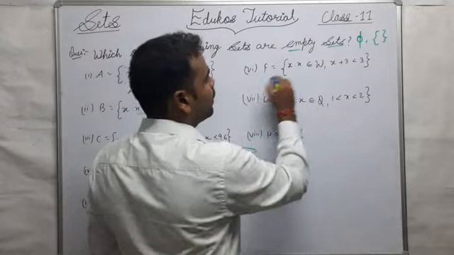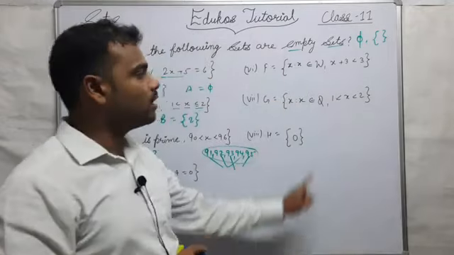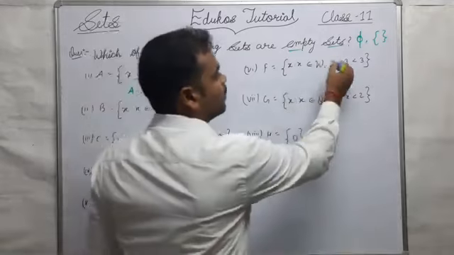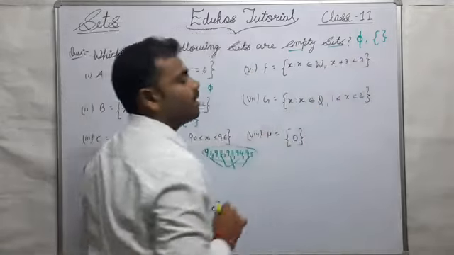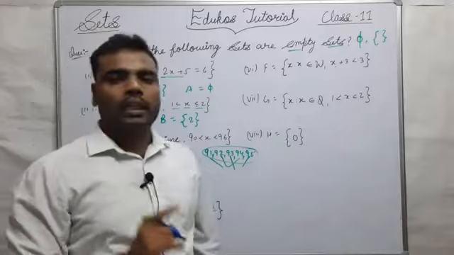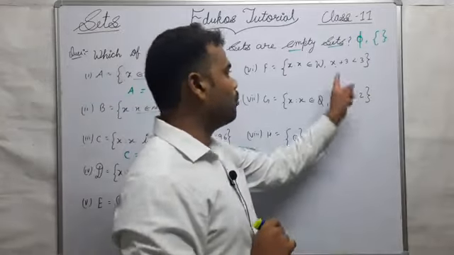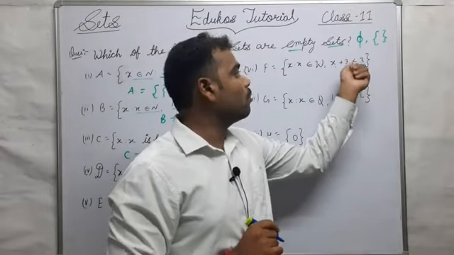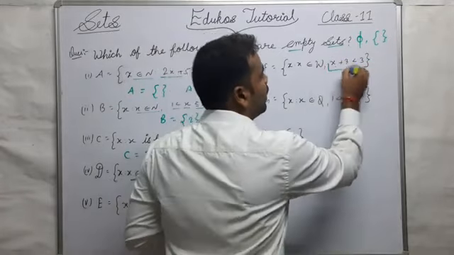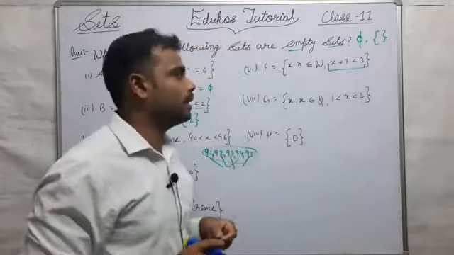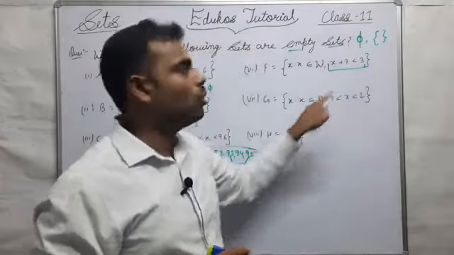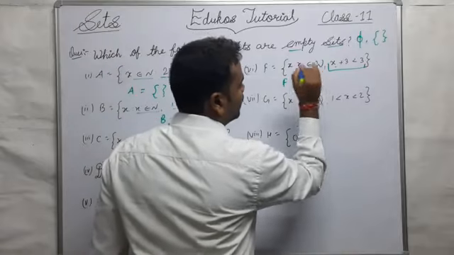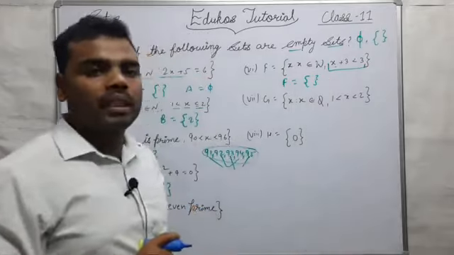In F, it is given that x belongs to W, where W means whole numbers, and x plus 3 is less than 3. The smallest whole number is 0. If I put 0 plus 3, it gives 3, so under this condition no whole number will satisfy it. So I can simply say that the set F is also an empty set.